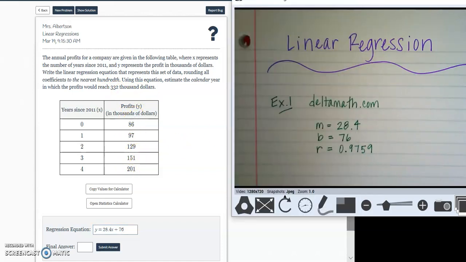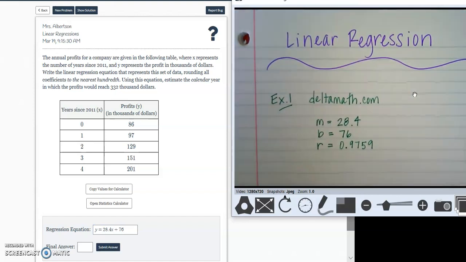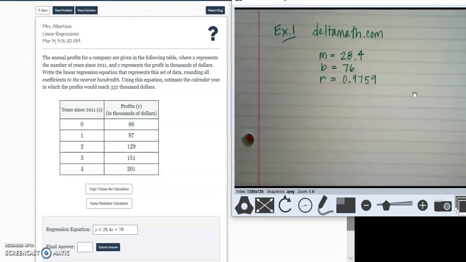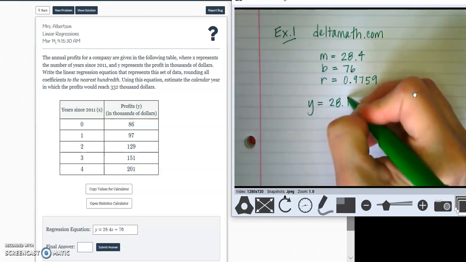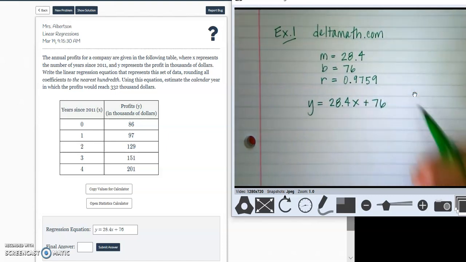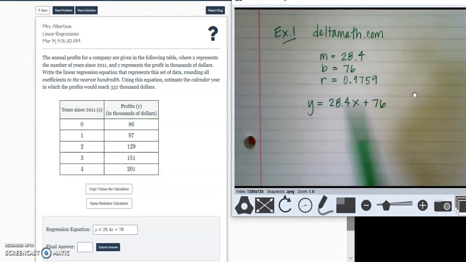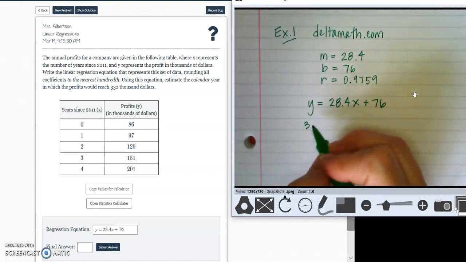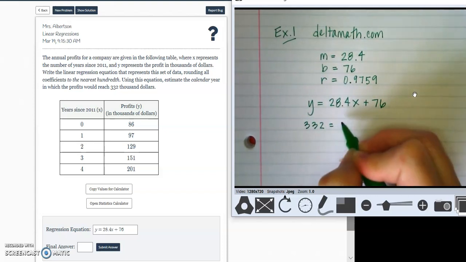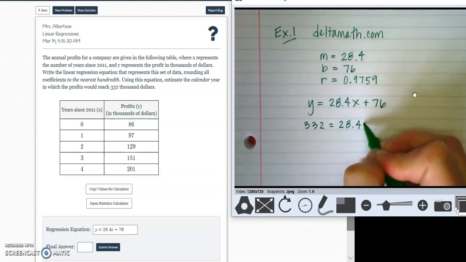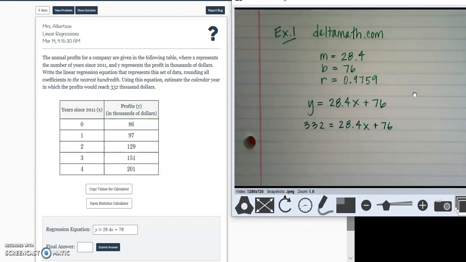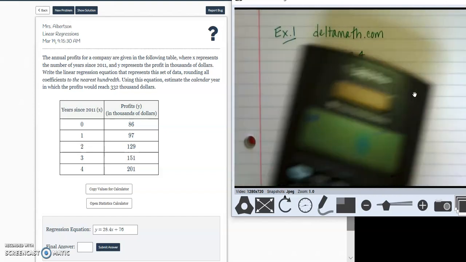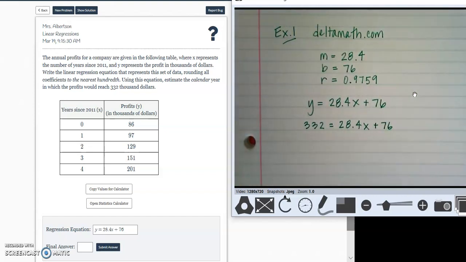So I'm going to switch back to my paper, and the equation that we came up with was y equals mx plus b. They are giving us a value of 332,000, but that's the y value. So I'm going to fill this in: 332,000 equals 28.4x plus 76. Now what I need to do is solve for x. You can grab your handy dandy calculator, and all we're going to do is solve this equation.